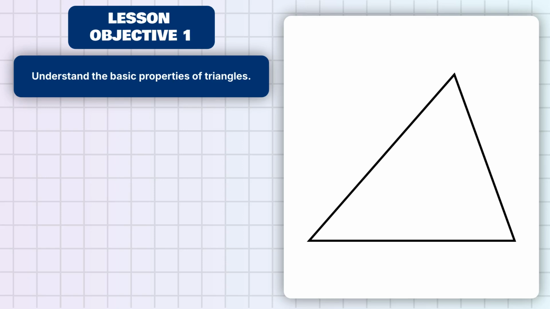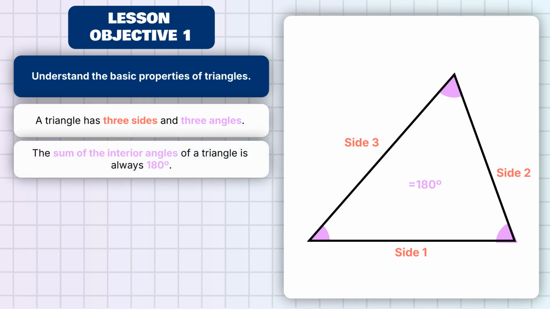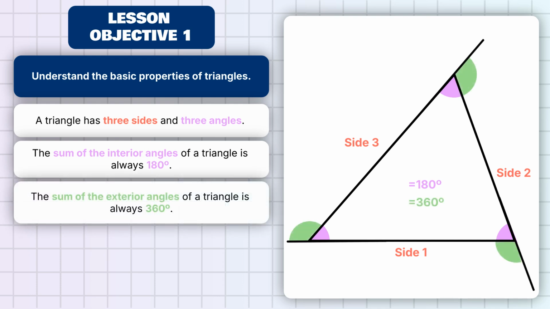First, let's review the basic properties of triangles. First, a triangle has three sides and three angles. Second, the sum of the interior angles of a triangle is always 180 degrees. Here, an interior angle means an angle inside the triangle. Third, the sum of the exterior angles of a triangle is always 360 degrees. We will further explore these properties in a later lesson.